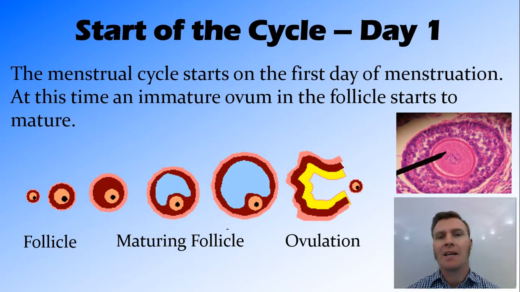Okay, so the start of the cycle. Now we define the first day of the menstrual cycle as the first day of menstruation. And we'll get into menstruation later on, but what I want you to know is that at this time, an immature ovum, so a female gamete in the ovary, in a follicle of the ovary, starts to mature. And it will mature all the way up until ovulation occurs and it is released.